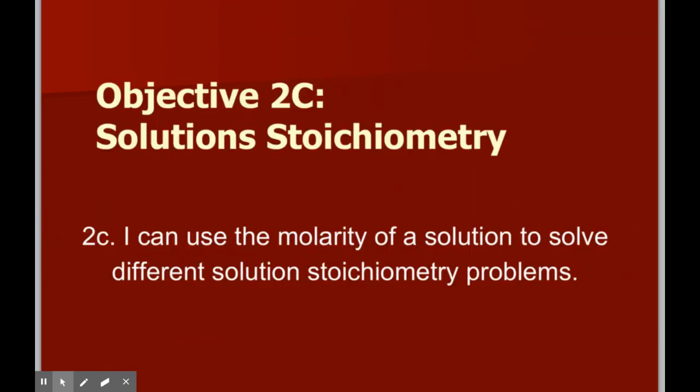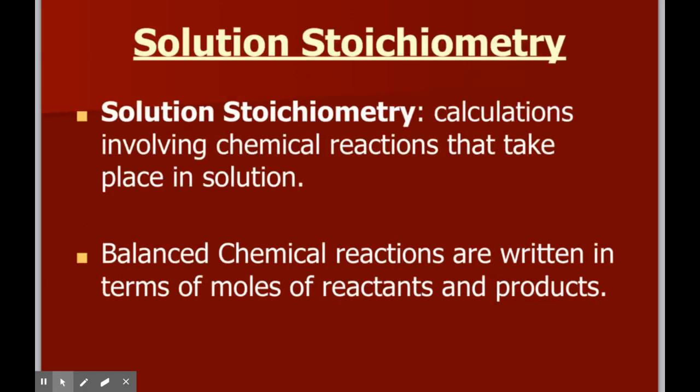So our objective today says I can use the molarity of a solution to solve different solution stoichiometry problems. So now we're going to take what we already know about stoichiometry and apply it to what we know about solutions. So solution stoichiometry is just calculations involving chemical reactions like we've done before in the past, but now they're going to take place in solution. And remember, balanced chemical reactions are written in terms of moles of reactants and products.